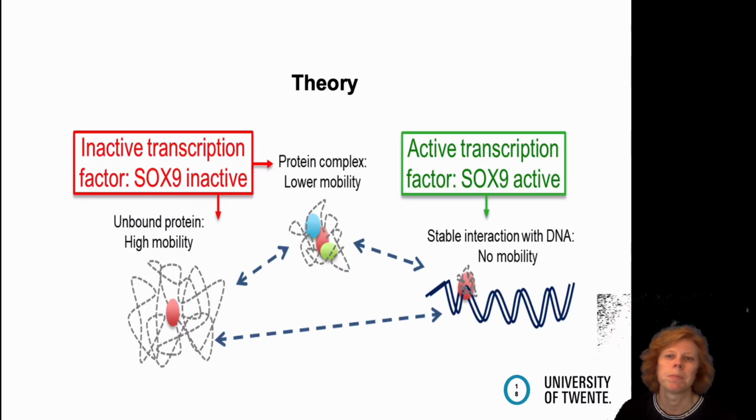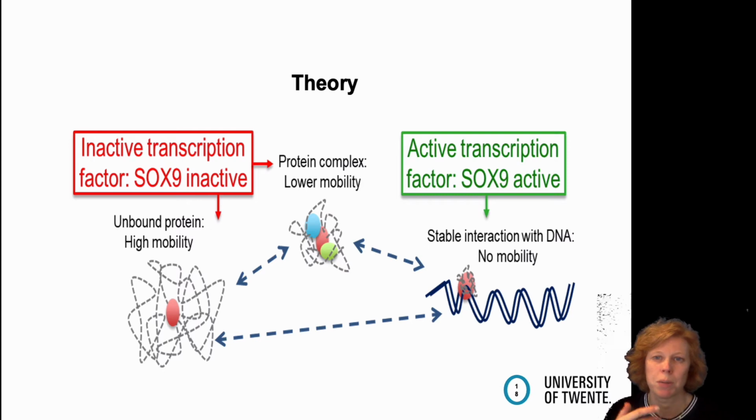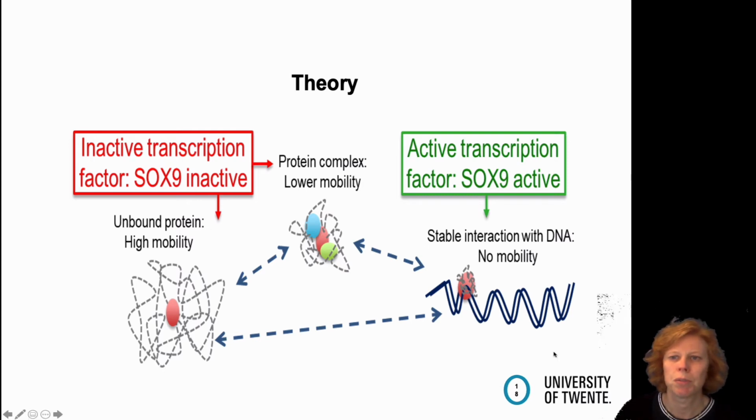In theory, proteins can be in any of three states. Unbound, in which the protein mobility would be high. A more likely state, when it is present in a protein complex and the mobility is lower. And in case of transcription factors, it can be bound to the DNA with very low mobility. And although we cannot say for sure that when a transcription factor is bound to DNA, it is transcriptionally active, we do know that it cannot be transcriptionally active if it's in any of these states.